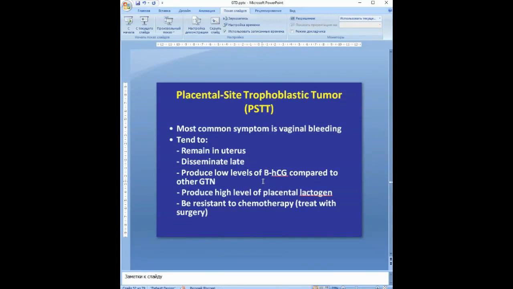It tends to remain in the uterus. Dissemination is late. It produces lower levels of beta HCG compared to other GTN. It produces high levels of placental lactogen. This is pathognomonic for placental site trophoblastic tumor. It's typically resistant to chemotherapy. Necessity of surgical treatment is typical.